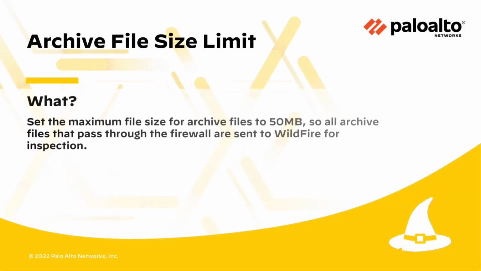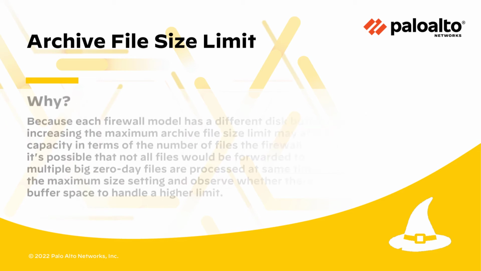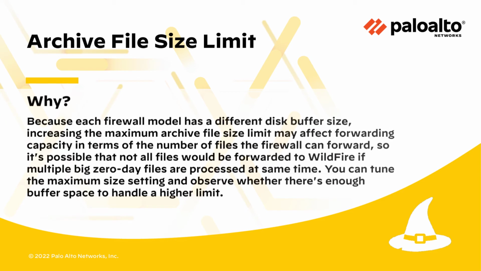Set the maximum file size for archive files to 50 megabytes, so all archive files that pass through the firewall are sent to WildFire for inspection. Because each firewall model has a different disk buffer size, increasing the maximum archive file size limit may affect forwarding capacity in terms of the number of files the firewall can forward.